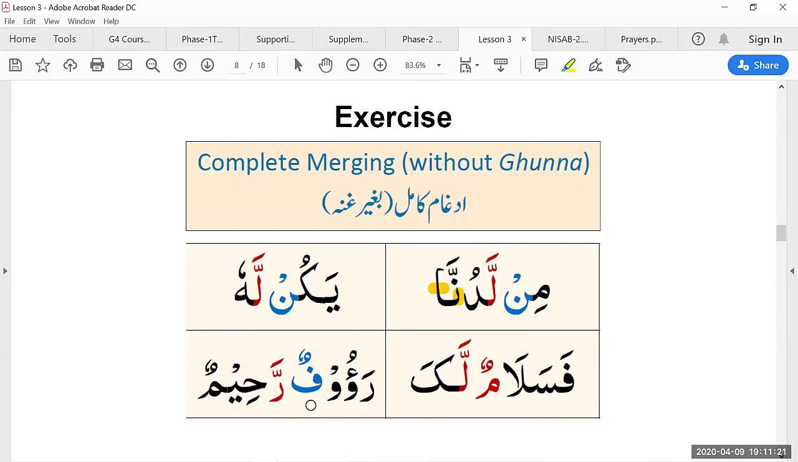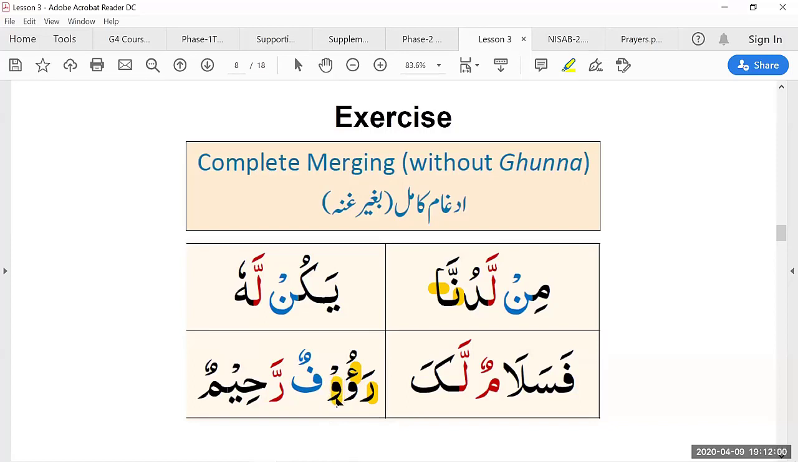Ra'ufur Rahimun. Can you read the word again? Ra'ufur Rahimun. Okay. So ra has a soft sound. First time when you read the word, it came across as a thick sound. However, ra with a fatha stroke should be pronounced with a thick sound. So Ra'ufur Rahim, if I was to stop here.